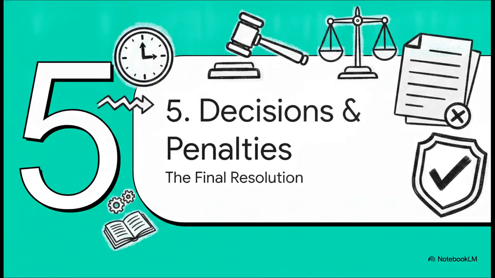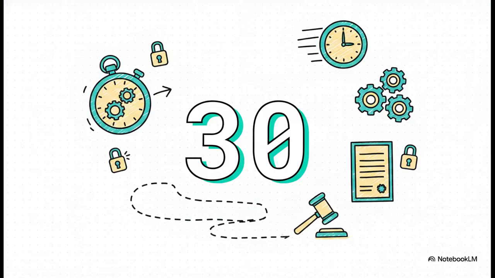Moving on to Section 5. Decisions and penalties. The resolution. The ticking clock doesn't stop for the decision-makers either. Section 42 mandates that the disciplining authority has to render a decision within 30 days of receiving the formal investigation report. This ensures employees aren't just left dangling in prolonged, stressful uncertainty.